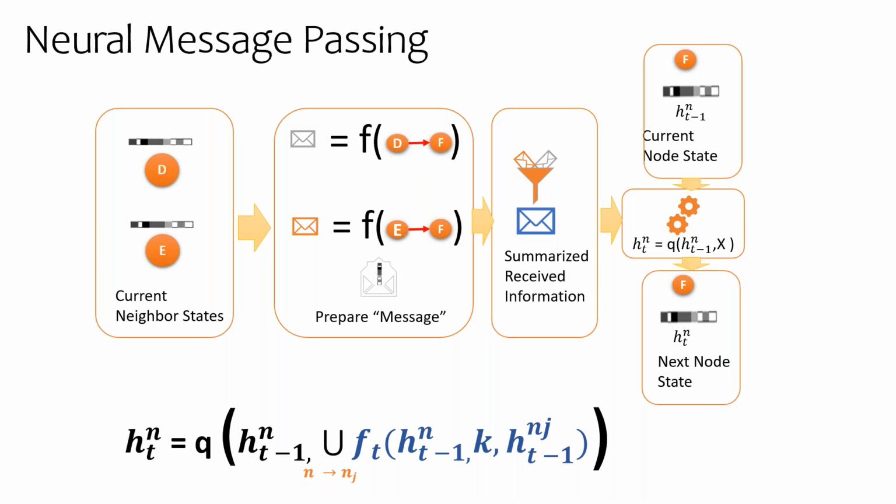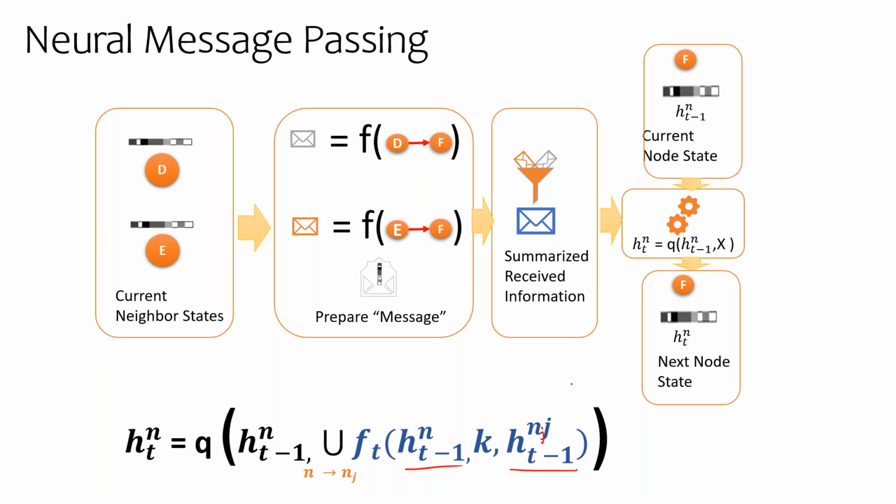So this is the formula that actually defines the states, and how the neural message passing happens between a certain time step t minus 1. Basically this is nj. So nj is the node states from ni to nj types, right?